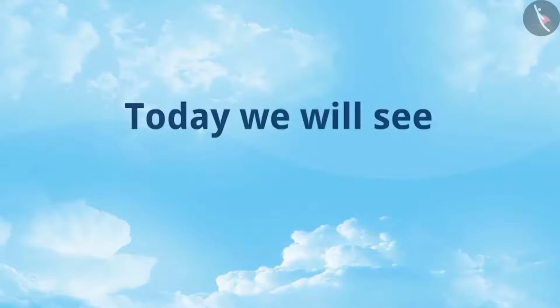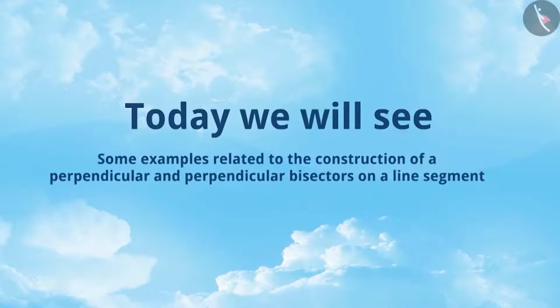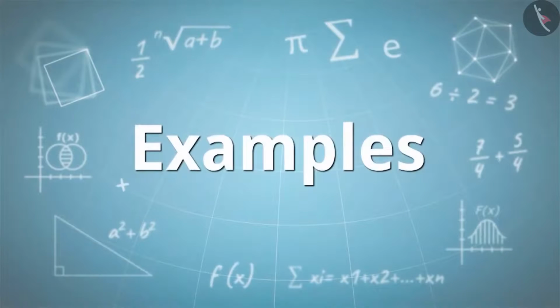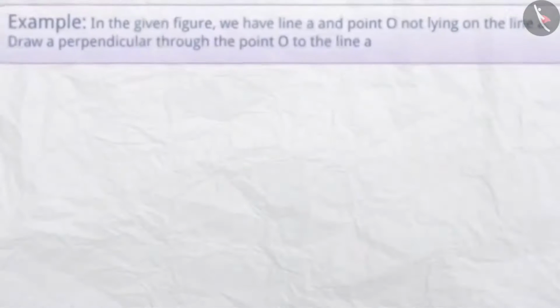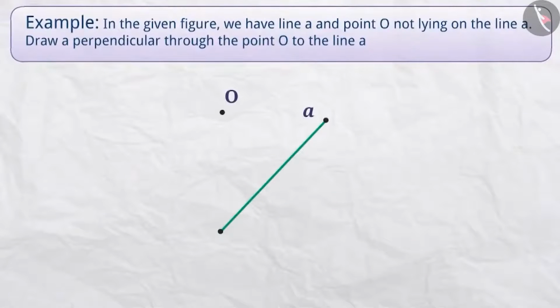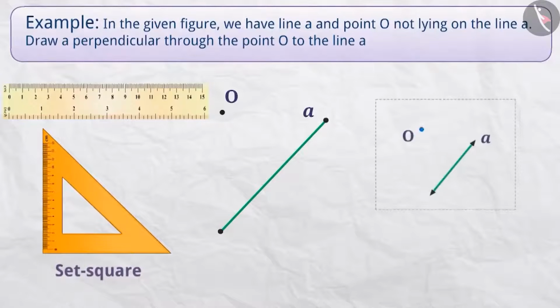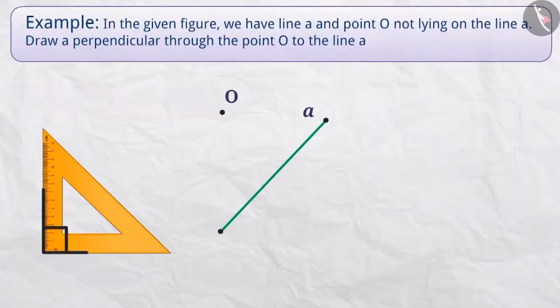Today, we will see some examples related to the construction of a perpendicular and perpendicular bisectors on a line segment. In the given figure, we have a line A and a point O not lying on the line. Draw a perpendicular through the point O to the line A. Using a ruler and a set square, draw a perpendicular line segment ON that passes through point O.